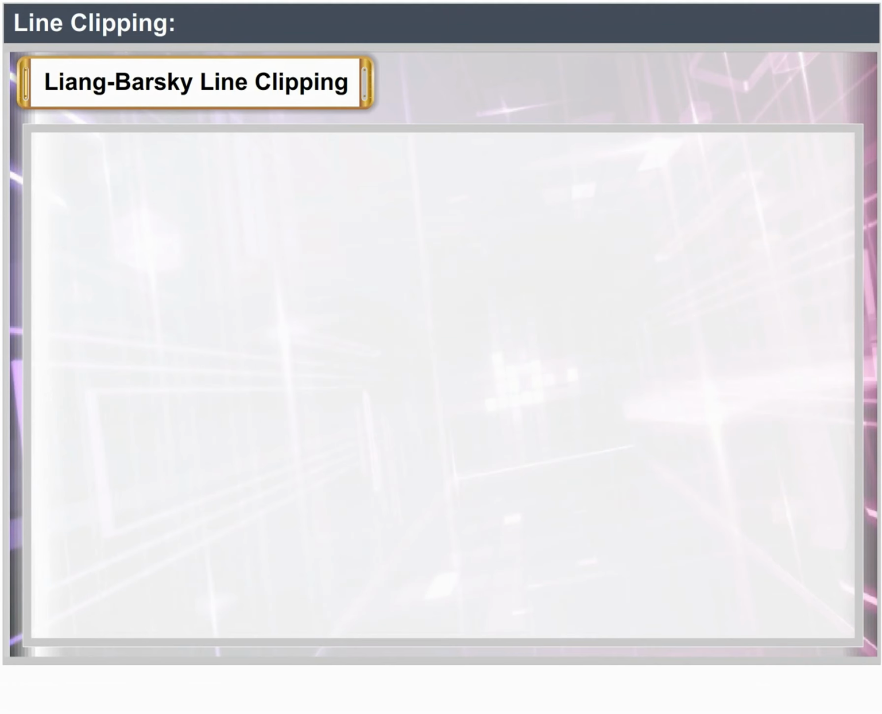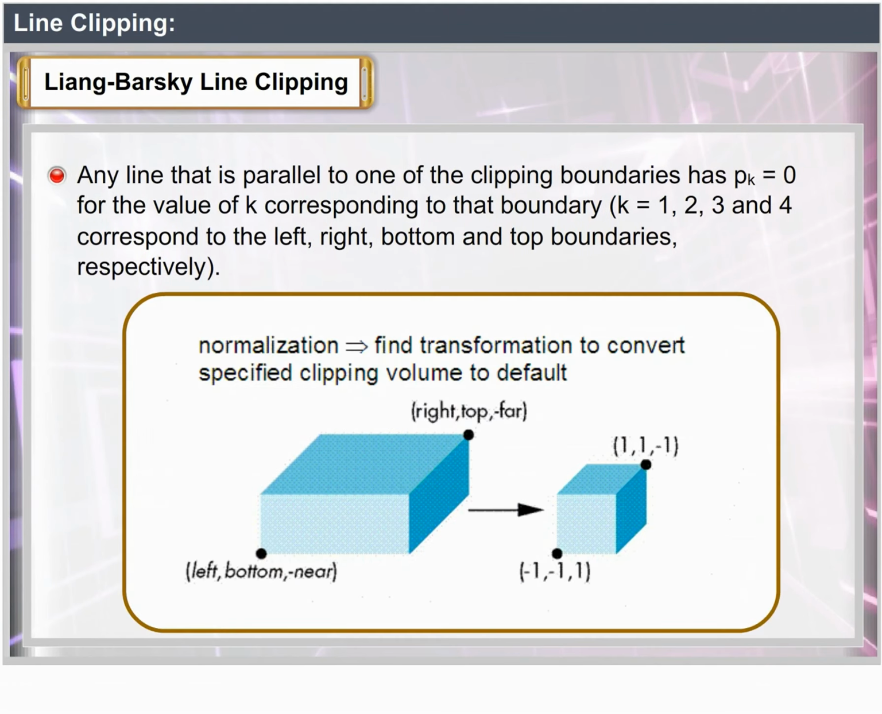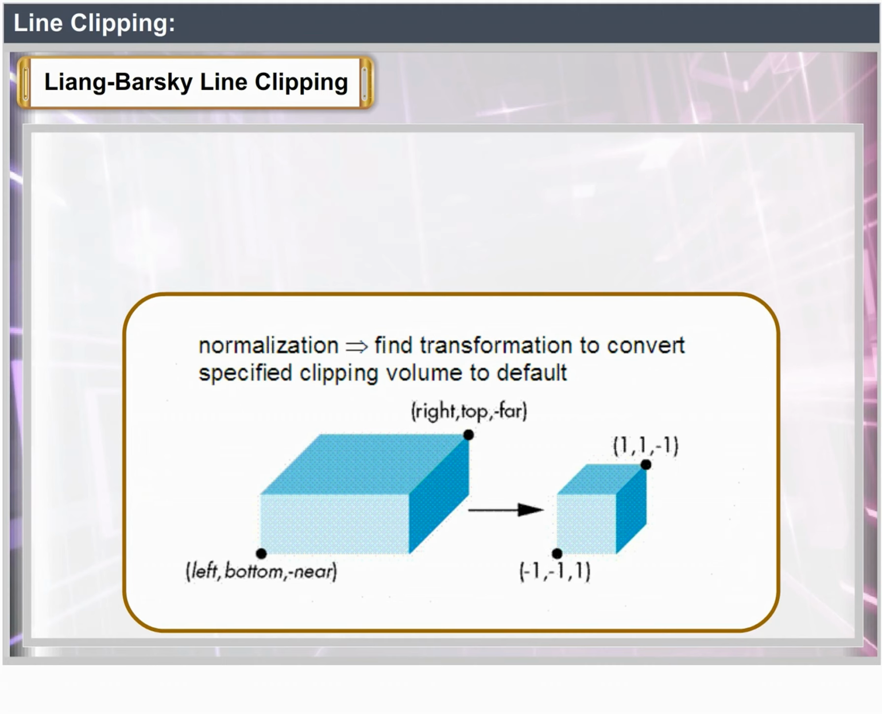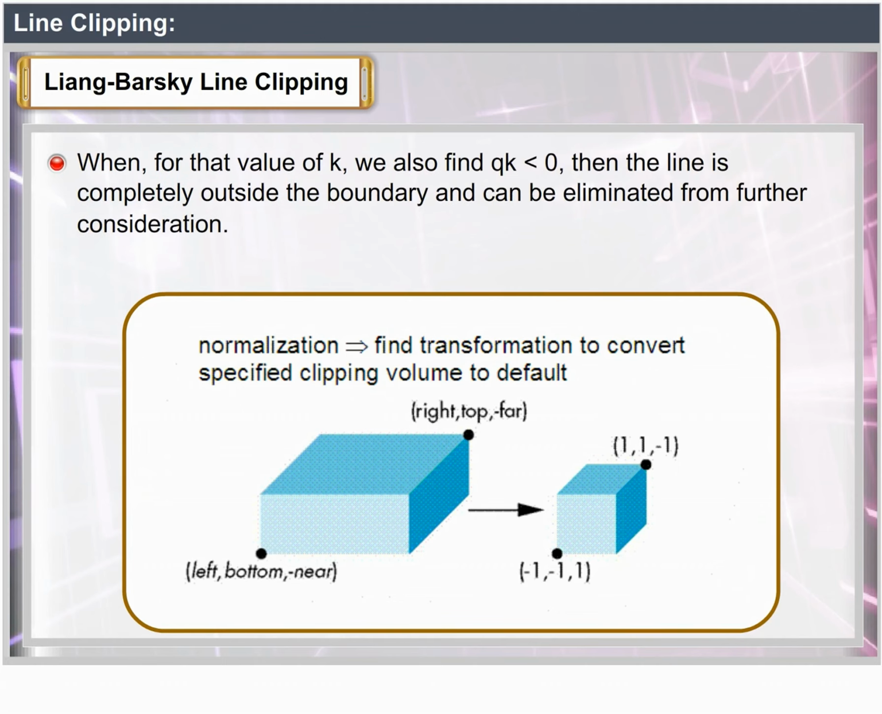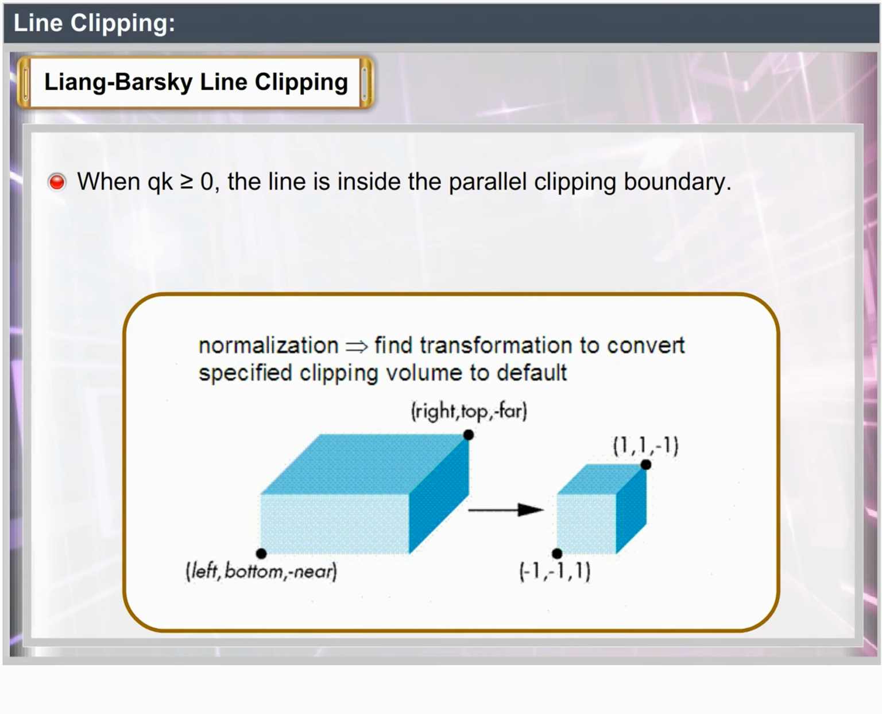Any line that is parallel to one of the clipping boundaries has pk equals 0 for the value of k corresponding to that boundary. k equals 1, 2, 3, and 4 correspond to the left, right, bottom, and top boundaries, respectively. If for that value of k we also find qk is less than 0, then the line is completely outside the boundary and can be eliminated from further consideration. If qk is greater than or equal to 0, the line is inside the parallel clipping boundary.